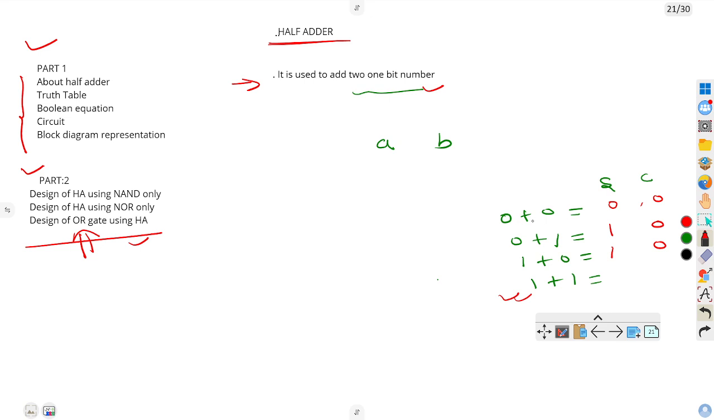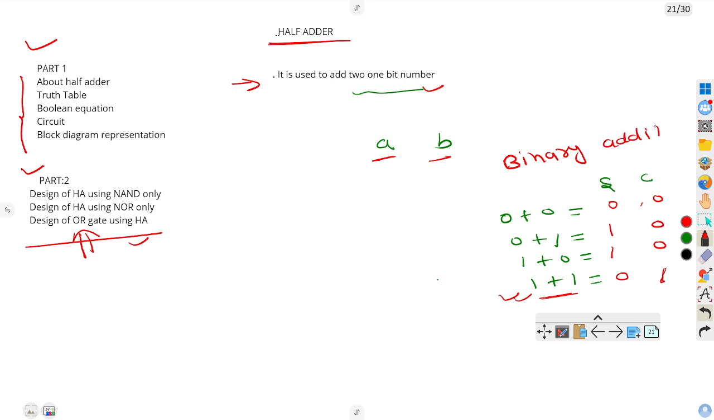In any base system, if you add two numbers, 0 plus 0 is 0, 0 plus 1 is 1, 1 plus 0 is 1. In these three cases, carry is 0. But if you add 1 plus 1, the sum is 0 and carry is 1. So you should remember this. Because of that, the half adder is used to add two one-bit numbers. If A and B are two one-bit numbers, there are four combinations. In the next slide I will explain, but before going to this, here I explained binary addition.